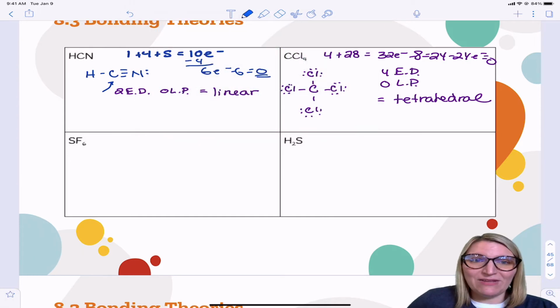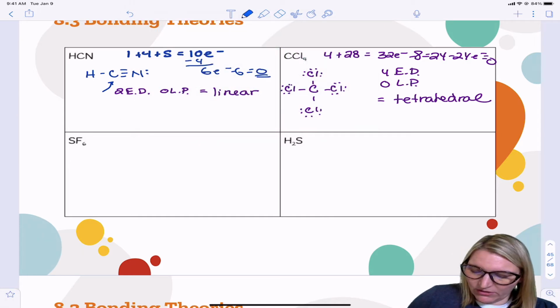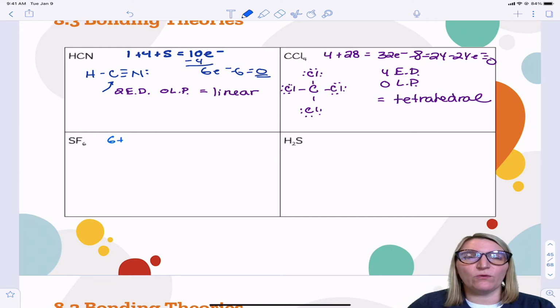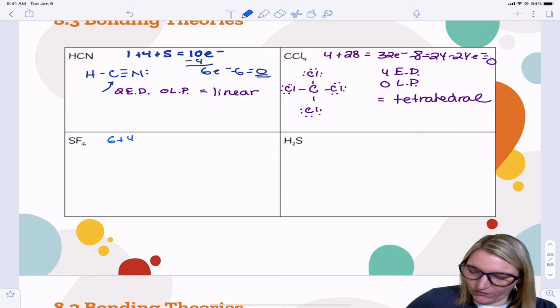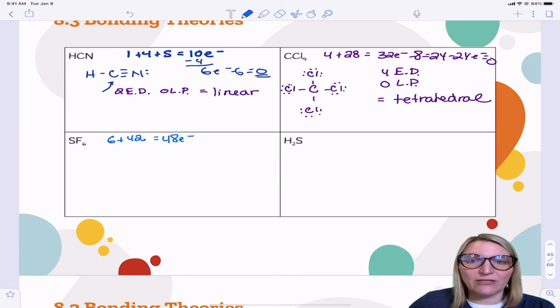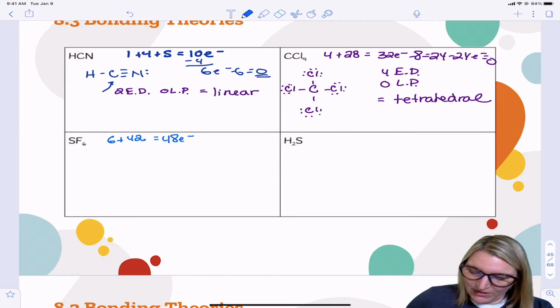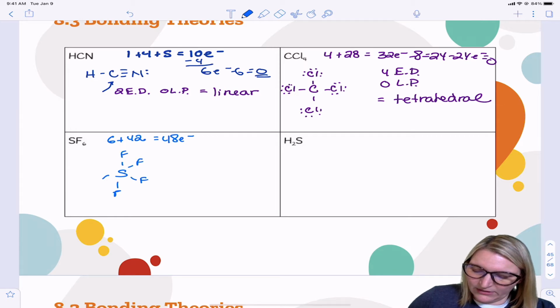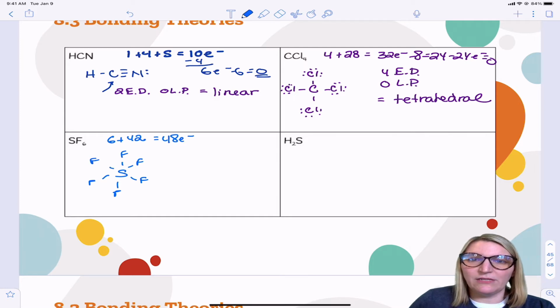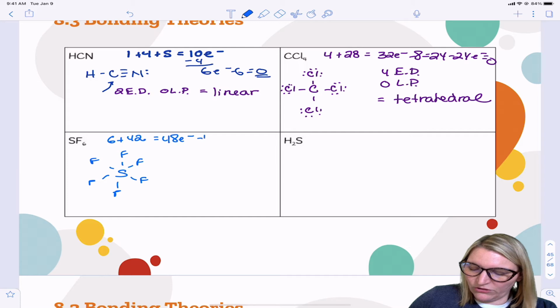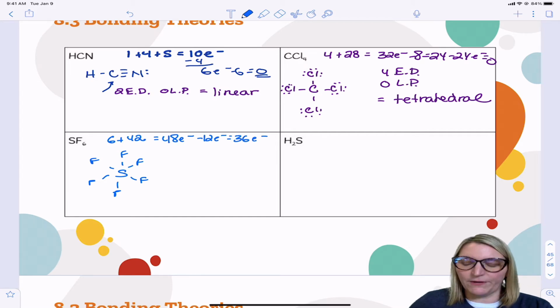Okay, SF6, total number of valence electrons. Sulfur is 6. Fluorine is 7. 7 times 6 is 42. 6 plus 42 is 48 electrons. This is going to be an expanded octet because sulfur is in the center. Draw 6 fluorines around it. 6 bonds. Each bond is 2 electrons. So I just used 12 electrons, which gives me 36 electrons left over.